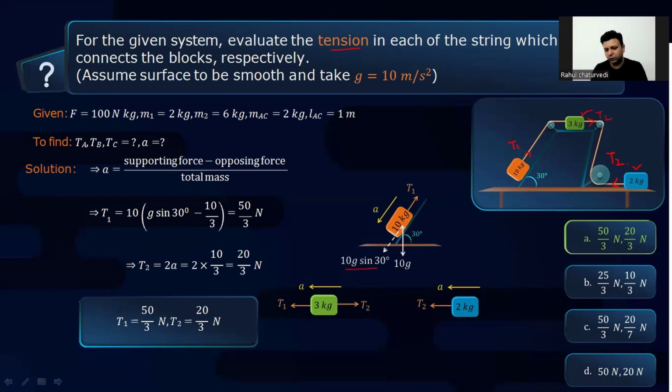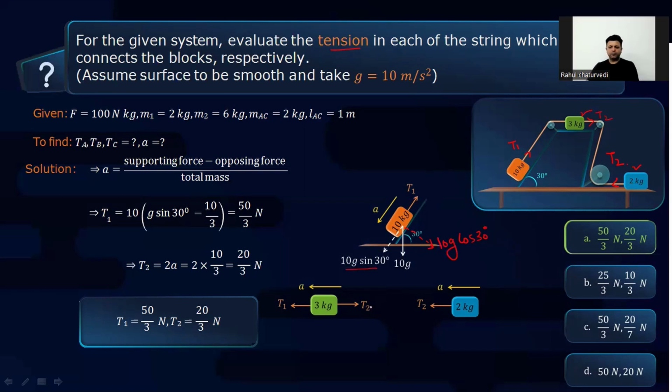There will be one more force perpendicular to this plane, and this will be 10g cos 30. This will not be used while solving because motion is only along the inclined plane. And one more force opposing this motion will be T1, right? So T1 is actually opposing it.